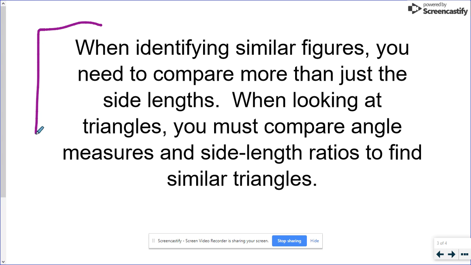So please take a moment to write this in your notebook. Again, when identifying similar figures, you need to compare more than just the side lengths. When looking at triangles, you must compare angle measures and side length ratios to find similar triangles. The reason we didn't look at angle measures in that last one was because we had all rectangles and we knew that they were 90 degrees.